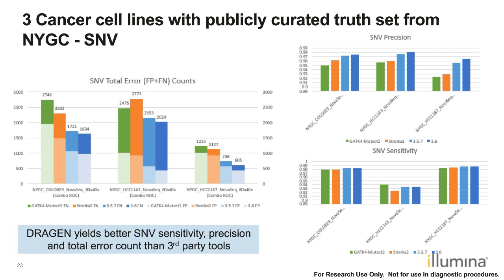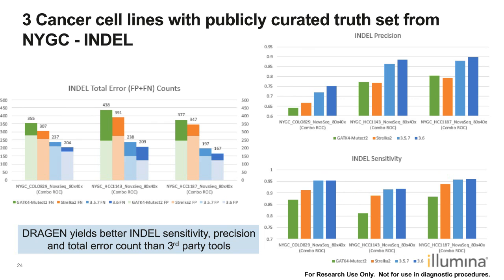But if you go to the next slide, we can see that there's a trade-off where the indel sensitivity is still much better across the board. So we are trying to address where we can get that right balance. But overall, if you look at all the three cell lines for 3.6, for SNPs and indels, we can see that with 3.6, compared to the previous version, compared to GATK and Strelka, we are getting much improved precision and sensitivity.